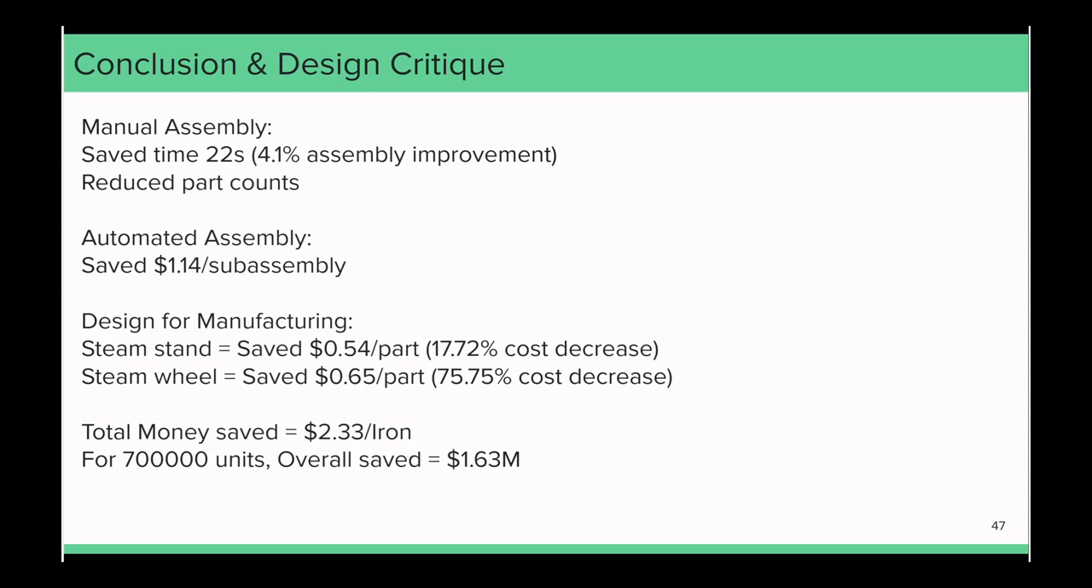This summarizes our DfM and DFA analysis on a clothing iron. We saved 22 seconds by doing manual DFA. Our automated DFA saved us $1.14 for that subassembly. For the steam stand, we reduced the cost by 17% via DfM, and for the steam wheel, we reduced the cost by 75%. Overall, we saved $2.33 per iron, which saved us a total of $1.63 million for 700,000 units.